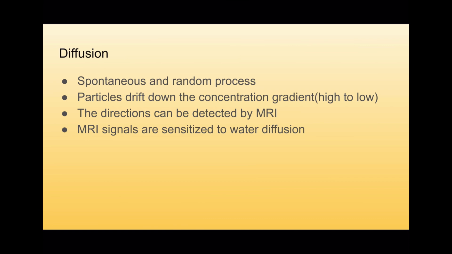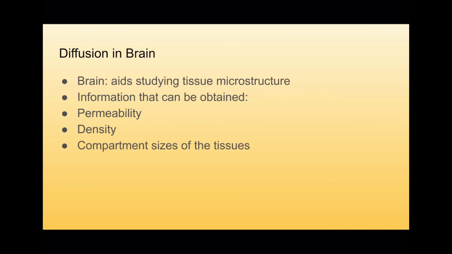The MRI signals are sensitized to water diffusion. Studying diffusion of fluids in the brain aids studying tissue microstructures. The information that can be obtained includes the permeability of membranes inside the brain, the density, and the compartment sizes of the tissues in the brain.